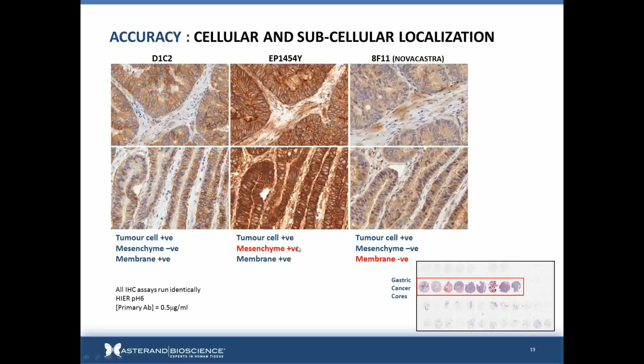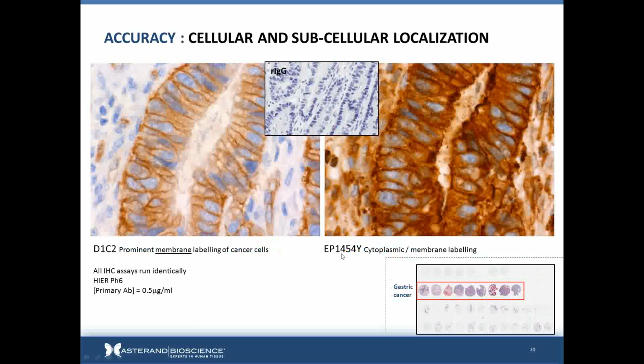EP1454Y, tumor cells are positive, but so are large proportions of mesenchymal cells, membranes are positive. 8F11 looks qualitatively quite similar to D1C2, but the membranes, you'll notice, appear negative in this assay. At higher magnifications, the difference between the immunohistochemical performance under these conditions is clear.